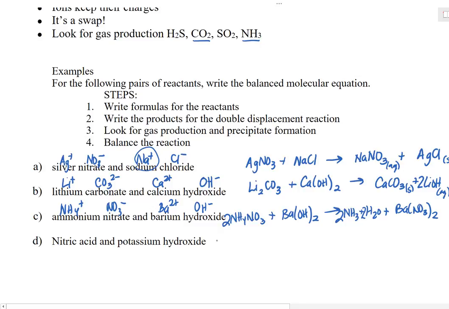My last one here, nitric acid. Nitric acid is the acid with nitrate, so NO3-, and potassium hydroxide, so K+ and OH-. HNO3 plus KOH gives me KNO3 plus H2O. So my H and my OH make water, and my K+ and my NO3- make a soluble salt of potassium nitrate.